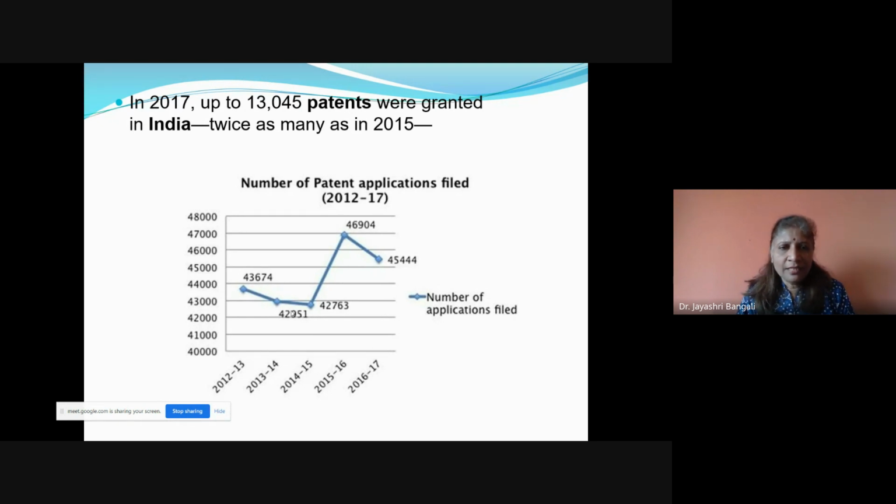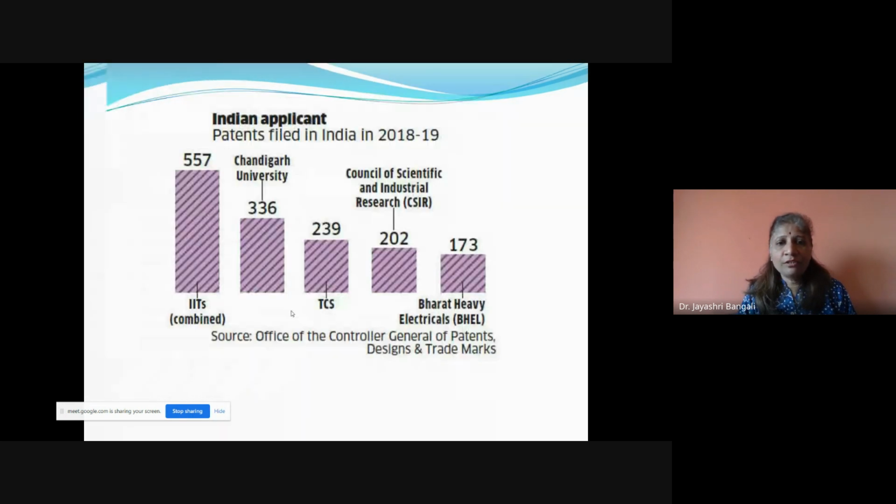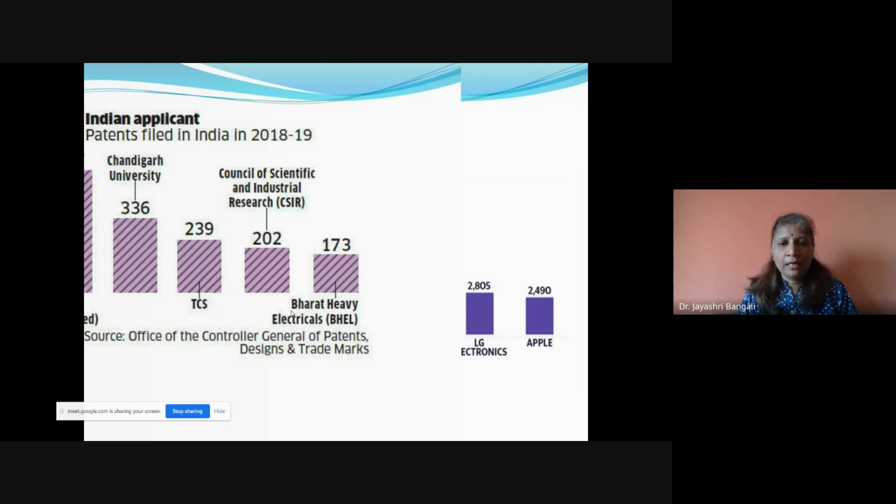Now this is just a scenario of the patents, to give you a brief idea. In 2017, up to 13,045 patents were granted in India, twice as many as in 2015. After this, you can see the scenario, it's a drastic change. This is the Indian applicant patents filed in India in 2018-19. You can see the change. TCS filed 239, then IITs filed 557.